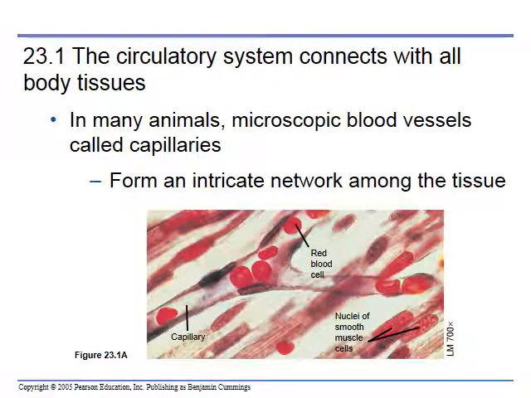The circulatory system connects all of the body tissues. So we're going to get oxygen to all of the tissue and remove CO2. And if you look at these capillaries, we actually get our red blood cells down to a single file line. That way, oxygen can just diffuse out to the surrounding cells and CO2 can diffuse in. They actually get all the way down to single file there.